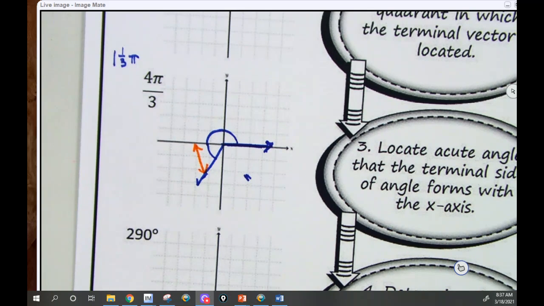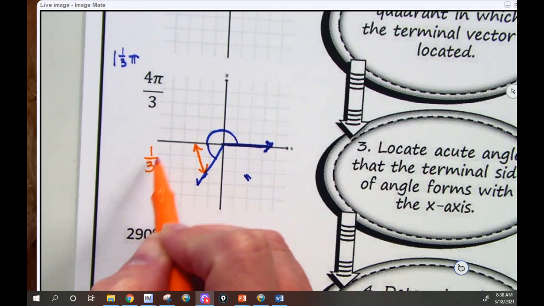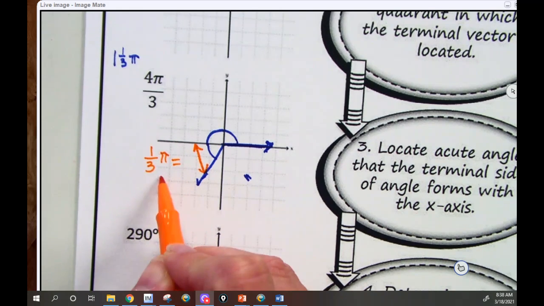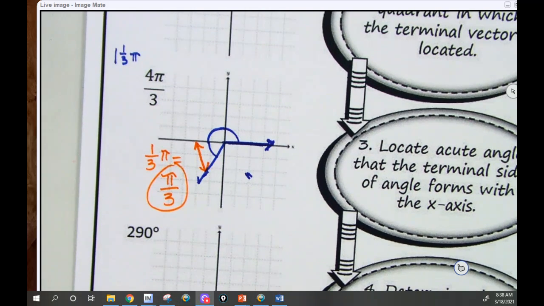1/3 pi. You're right, it's 60 degrees, but if we're working in radians, you're going to want to leave it in radians. You're absolutely right. Remember, 1/3 pi, we would choose to write it like this. Pi thirds. I love that you're converting that back and forth already. That's great, Jacob.